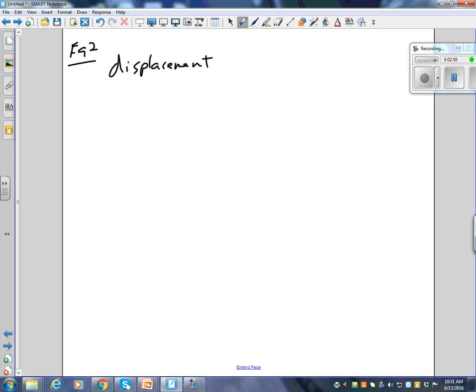Now, I've been talking about this a little bit the last couple of days. Displacement is the area under a vt graph. This you know already. Displacement is the area under a vt graph.